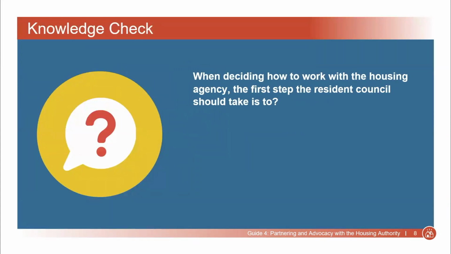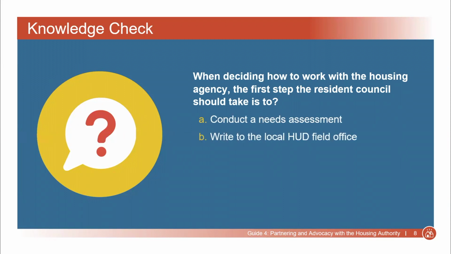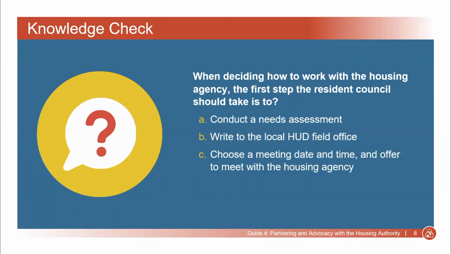We'll now do a quick knowledge check. When deciding how to work with the housing agency, the first step the resident council should take is to: A. Conduct a needs assessment. B. Write to the local HUD field office. C. Choose a meeting date and time and offer to meet the housing agency. Or D. Write a memorandum of understanding. We'll wait for a moment for you to consider your answer. You can always pause the training if you'd like to review the guide or consider your answer.